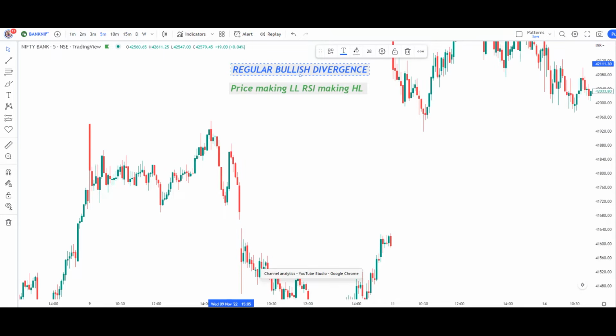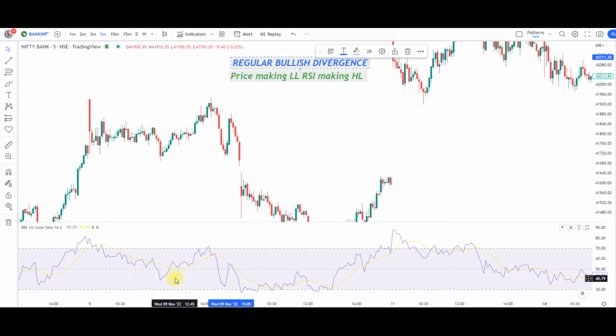Now we can see the regular bullish divergence, that is price making lower low and RSI making higher lows. We can see with the example, and also we can see how we can enter into the trade. Now this is the blank chart. I didn't add any indicators. So for this setup we need only one indicator, that is RSI. So we have the RSI now.